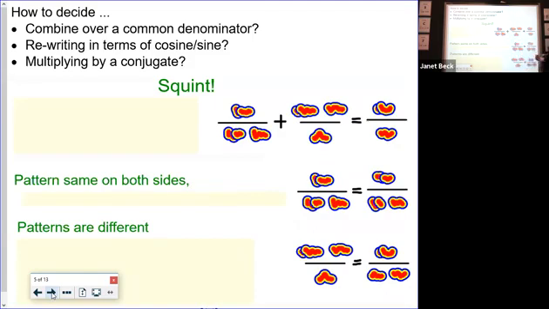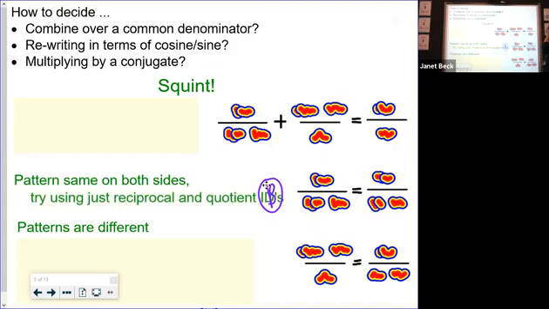This is supposed to represent one thing on the top, 2 things on the bottom. That's the pattern is the same on both sides. This is the one, I'll call this technique B, where you're going to just write both in terms of sine and cosine. Just use reciprocal and quotient identities, bringing sines and cosines. This is the one where the pattern is different on both sides. We'll call that pattern C, use a conjugate.